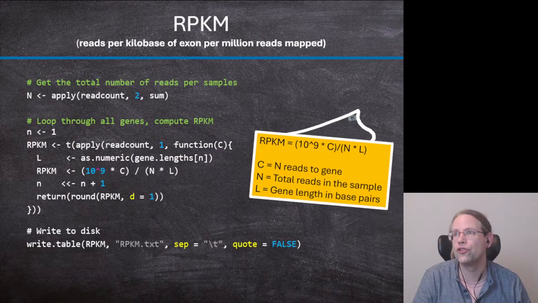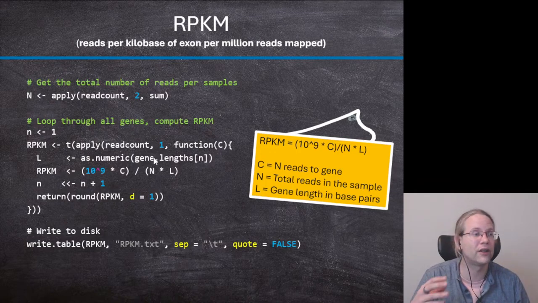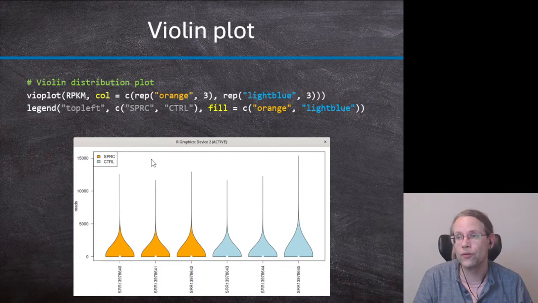So we want to look at how our data looks, so the data distribution. I chose violin plots to look at the data distribution. This is the first plot that we're going to make. I'm going to take my RPKM values and do a vioplot.